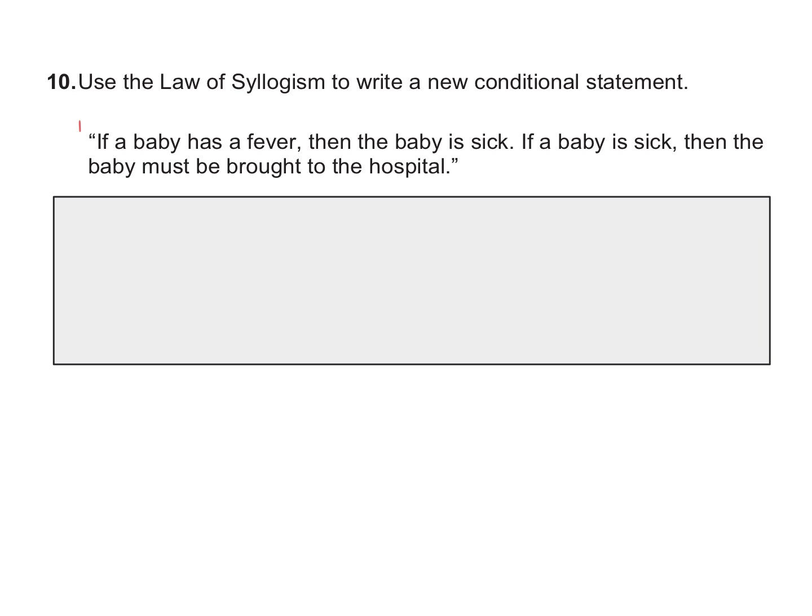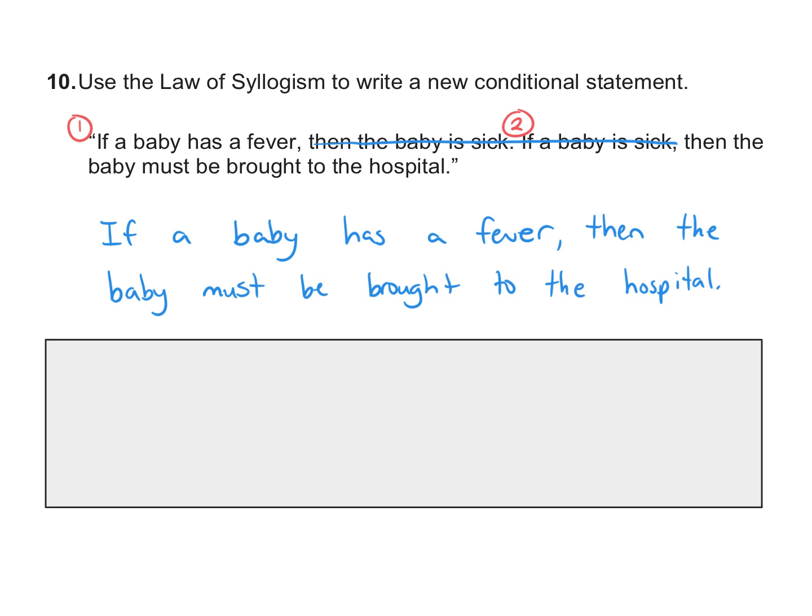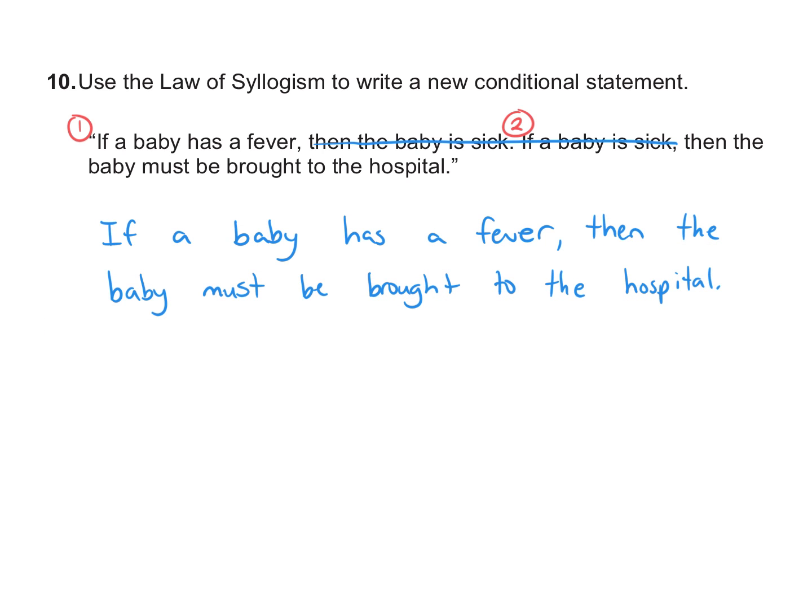So we're given two conditional statements here. It says if a baby has a fever, then the baby is sick. If a baby is sick, then the baby must be brought to the hospital. What repeats? If the baby's sick and then the baby's sick. Correct. Remember, this phrase repeats. So then, usually what you have left is what your if-then is. Okay, so our new if-then is if a baby has a fever, then the baby must be brought to the hospital. Okay, I'm going to give you another one.